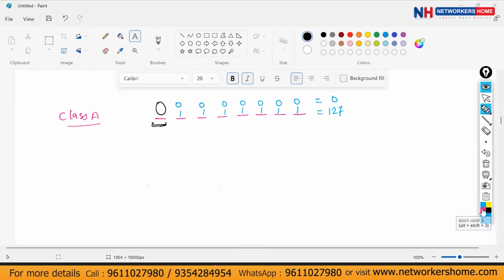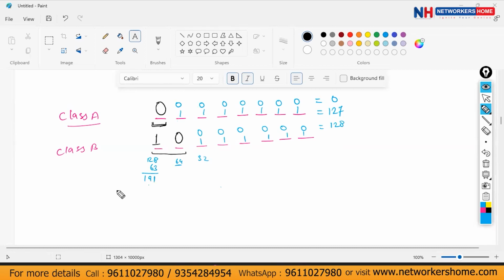Clear? Okay. Then again, for class B, 1, 2, 3, 4, 5, 6, 7, and 8. This time, in case of class B, they reserved 2 bits, the first and the second bit. The first bit was always 1 and the second bit was always 0. And for the remaining bits, the minimum value is all zeros. Only the 1 is there, so if you convert it into decimal, it will be 128. And for the maximum value, all ones: this number is 128, this is 64, 32. After 64, all are ones, so the sum of these numbers will be 63. And there is 128, so if you add all these numbers, this will be 191. This is how the range is for class B.